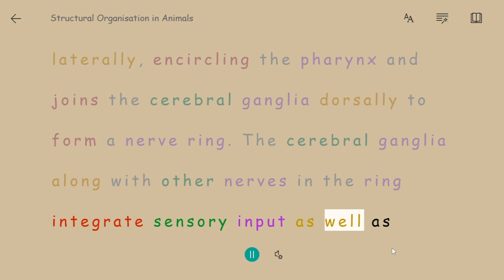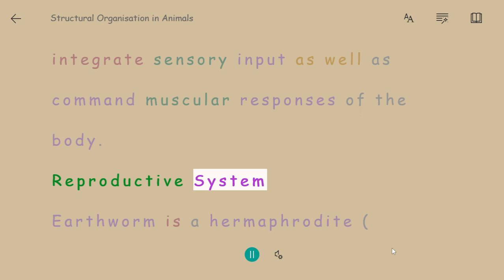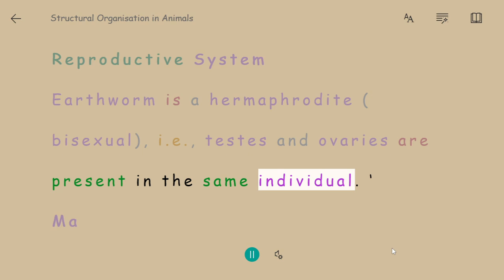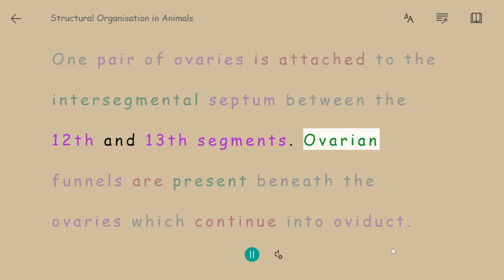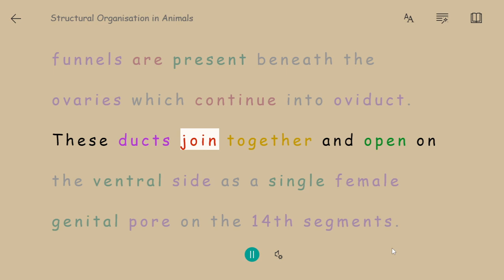Reproductive system. Earthworm is a hermaphrodite, bisexual, i.e., testes and ovaries are present in the same individual. Female reproductive system. One pair of ovaries is attached to the intersegmental septum between the 12th and 13th segments. Ovarian funnels are present beneath the ovaries, which continue into oviduct. These ducts join together and open on the ventral side as a single female genital pore on the 14th segment.